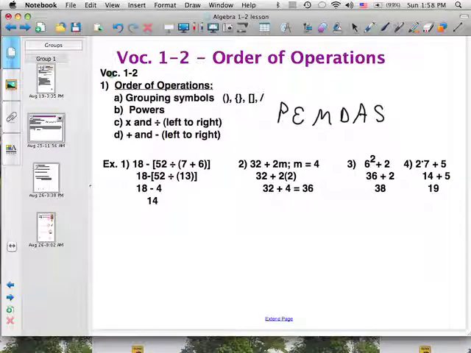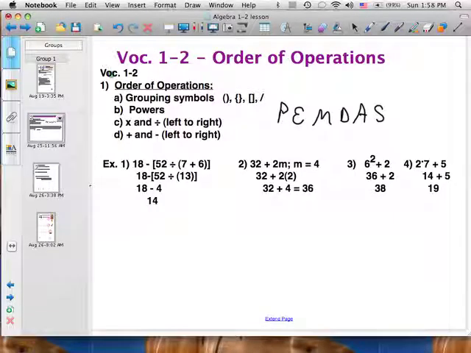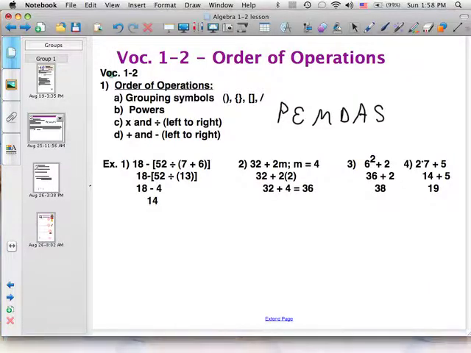The third example involves powers, and we do powers before addition. That's the third level. So 6 to the second power is 36. Add 2, we get 38.